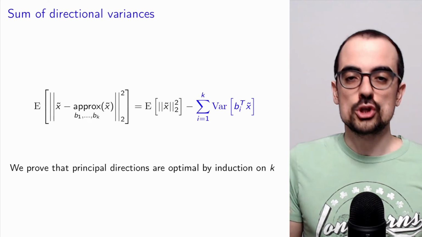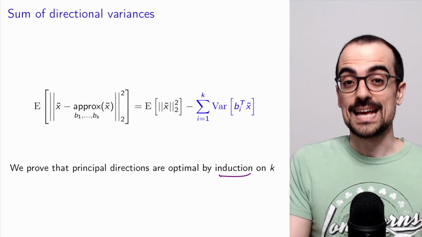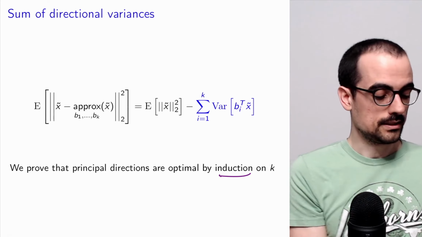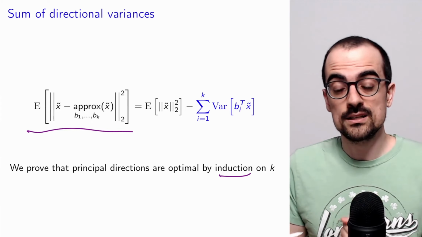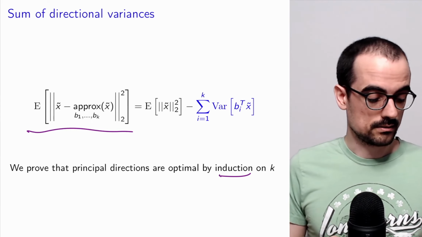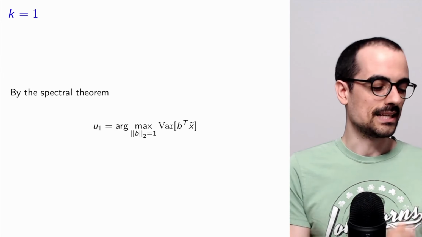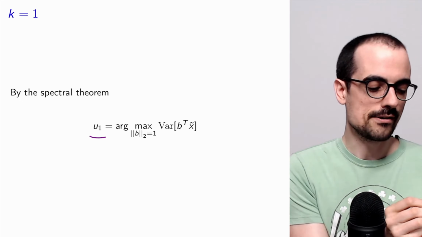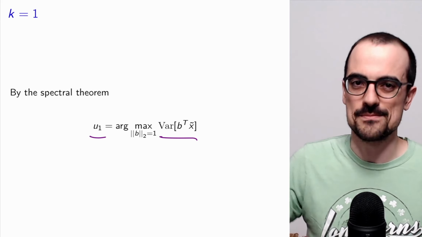We're going to show this by induction on k. First, we show that this is true, that this is minimized by the first principal direction for k equals 1. Let's actually do that because that's very easy. We know by the spectral theorem that the first principal direction associated to the largest eigenvalue captures the most variance. So we're done. This is the basis of induction, directly by the spectral theorem.